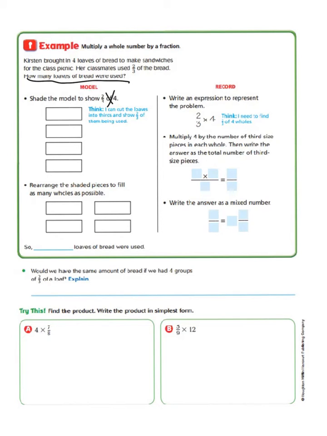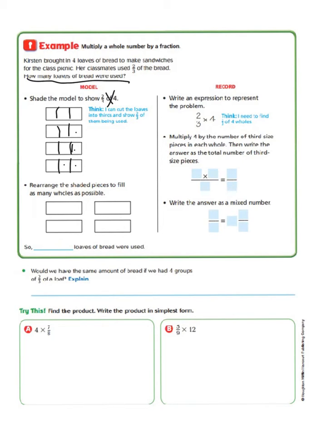Notice that we have 1, 2, 3, 4 different models. So that's our whole number of 4. So in order to show the 2/3, we have to divide this model into 3 parts. Each one of them has to be divided into 3 parts. So let's go ahead and do that now. So now you can see that we have each of our loaves of bread divided into 3 parts.